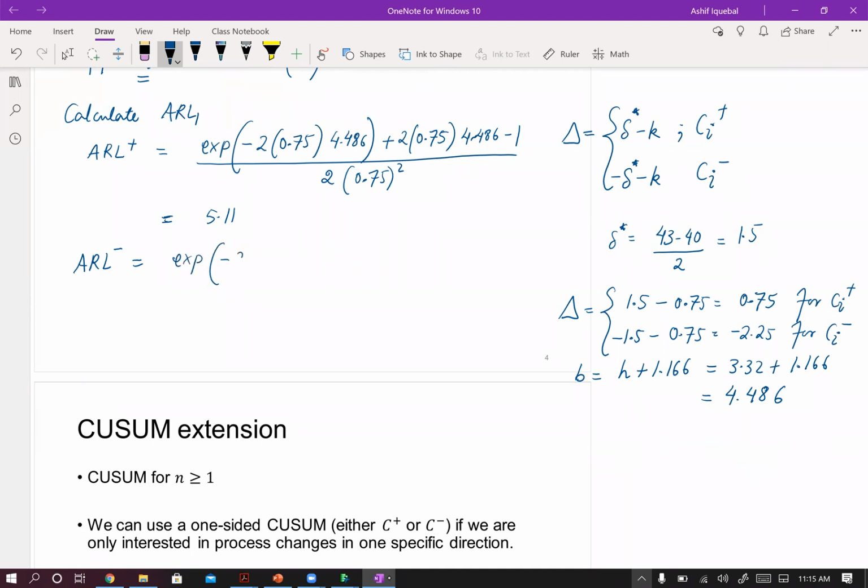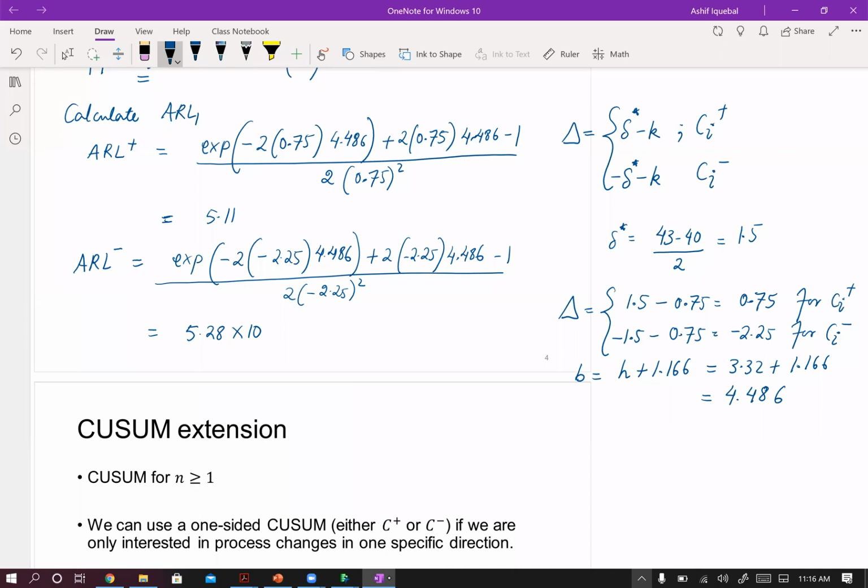So it is EXP minus 2 times delta, where delta is minus 2.25, times 4.486, close the bracket, plus 2 times minus 2.25 times 4.486 minus 1, divided by 2 times minus 2.25 whole square. And if you calculate this, I think it's a very large number. It's 5.28 into 10 to the power 7.